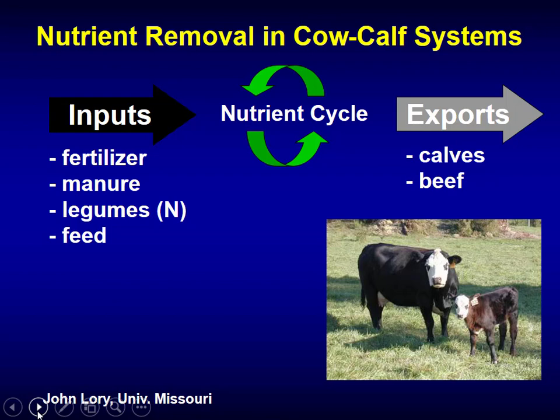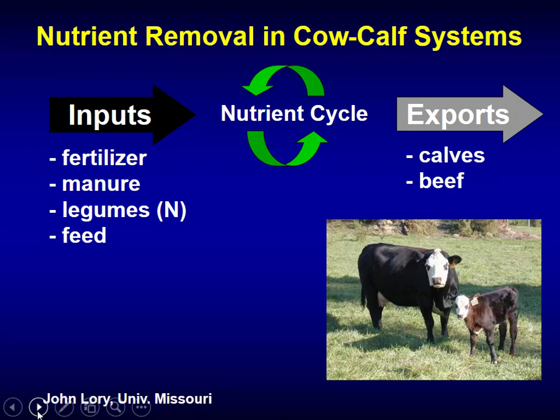And the cycle starts with the grazing animal. So as they consume the forage, they're extracting some nutrients from it. But the lion's share of those nutrients, 80 to 90% of those nutrients, go in one end of the animal and back out the other end of the animal, back onto the pastures. Now, as managers, we can impact how those nutrients are distributed on those pastures, and we'll talk about that in the next slide. And exports from this system are the animals that we're taking off of that system.